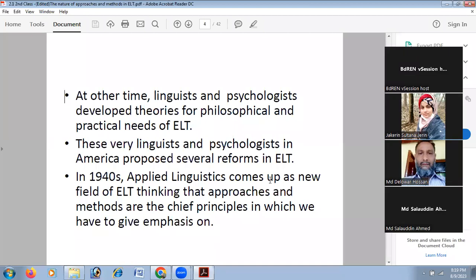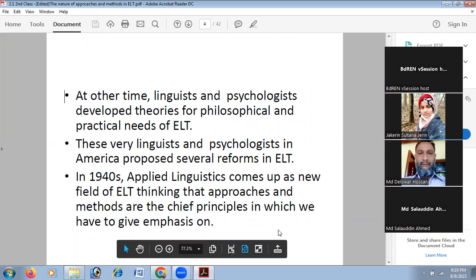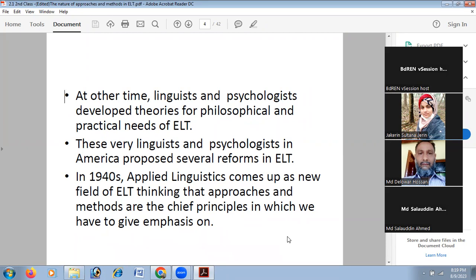That means that applied linguistics comes up, a new field of ELT thinking, in which approaches and methods are the chief principle on which we have to give emphasis. So applied linguistics means the study of language, and it means that we have to learn language, and our learning should be applied in our practical field. That can be called applied linguistics. So that demand came into existence in the 1940s. So we proceed on that.